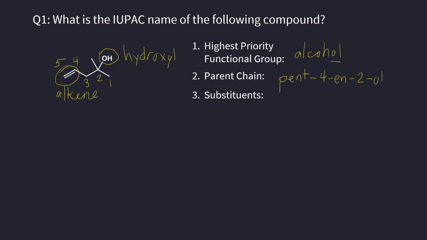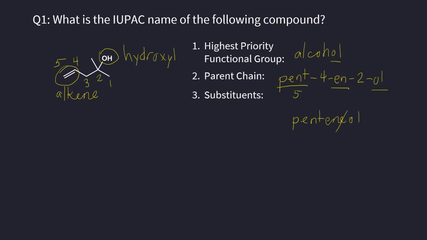In the parent chain name, we must indicate the number of carbons using the prefix pent, meaning 5. We must indicate if the carbon chain is based on an alkane, alkene, or alkyne. So the alcohol is attached to a pentene chain. And the suffix ol indicates the highest priority functional group on the molecule. The e is dropped in pentene because the suffix begins with a vowel, and it's easier to read as pentenol rather than pentene-ol.